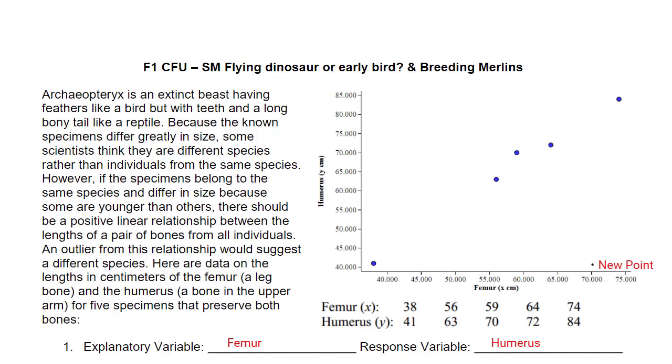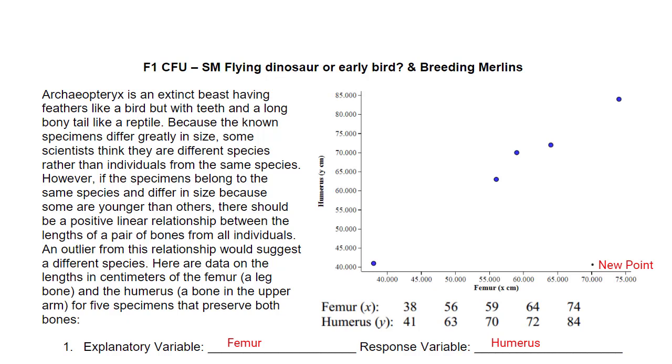Okay, so we'll go through the check for understanding here, and we're going to look first at the Archaeopteryx, which could have been a flying dinosaur or an early bird. That's the first problem we're looking at, and we'll be looking at some more birds called merlins in the next example.